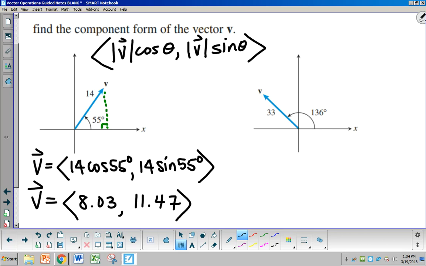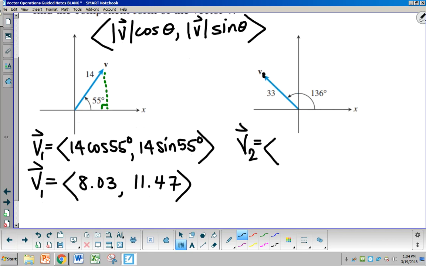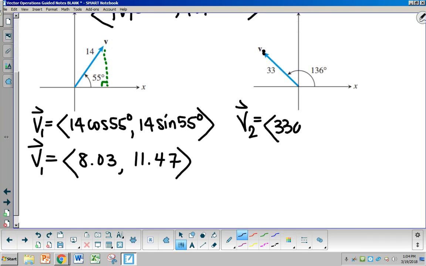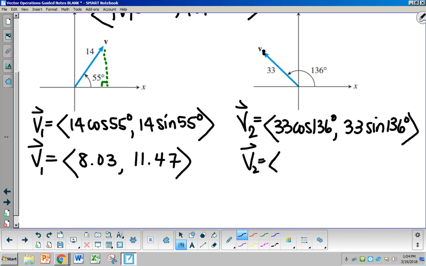All right, what about this one? We'll call this one V1 and the second one we'll call V2. In component form, how would we write that? 33 cosine. Good. 33 times the cosine of 136, and then 33 times the sine of 136. Negative 23.74, and then 22.